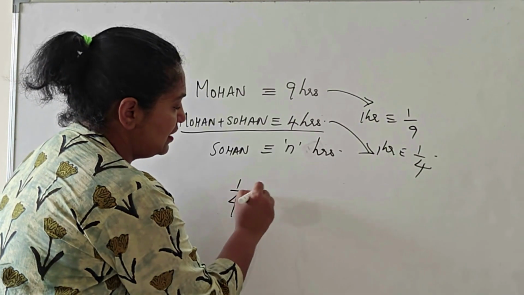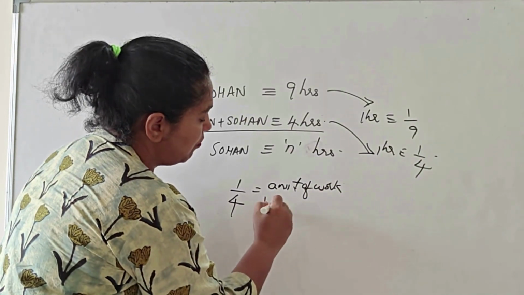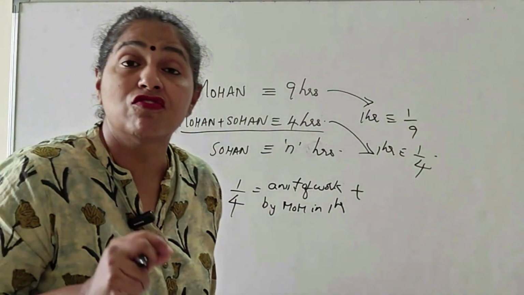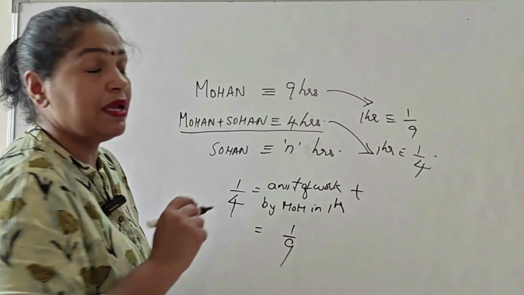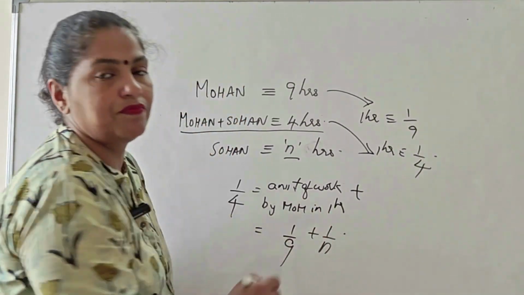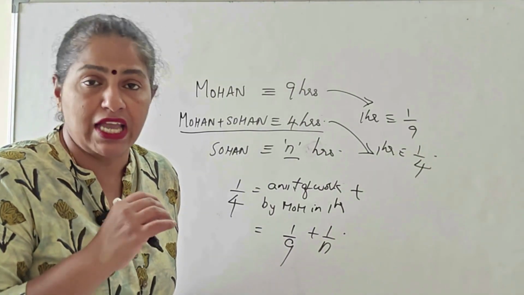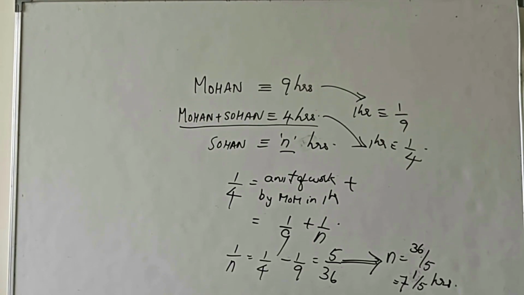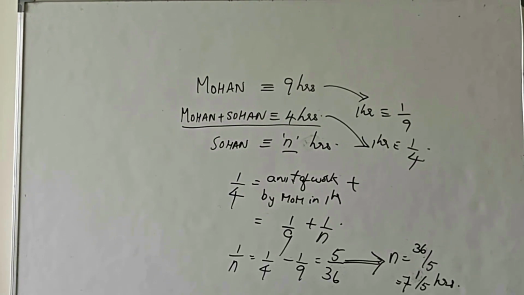Correct. But what is this 1 by 4 actually? 1 by 4 is the amount of work done by Mohan in 1 hour plus the amount of work done by Sohan in 1 hour. The amount of work done by Mohan in 1 hour is 1 by 9. The amount of work done by Sohan in 1 hour will be 1 by n. Now we need to find the parameter and we have a very simple equation. Now let us see how we can solve this. After solving for n, you can see that n equals 36 by 5 hours, which I have converted into a mixed fraction, giving us 7 and 1 by 5.